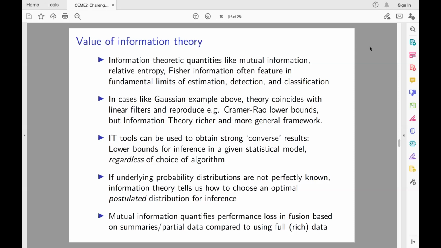There are a couple of other points as well. I've been doing these toy examples where we assume we know all the distributions, but actually there are techniques in information theory that tell us what to do if that's not the case, which obviously is not realistic. So how do we choose an optimal distribution, even when we don't have full information?